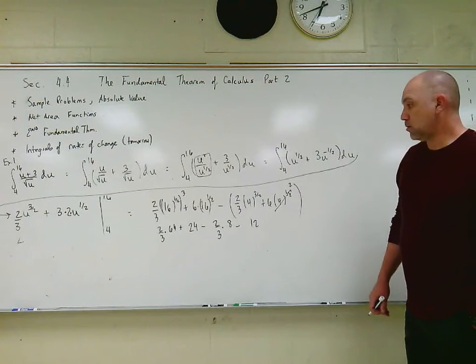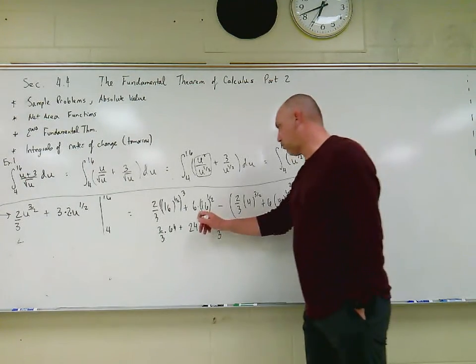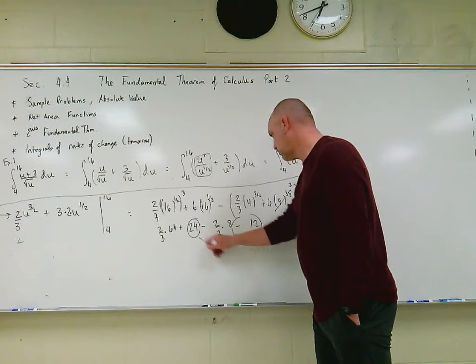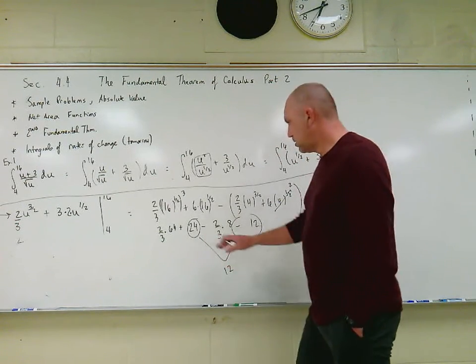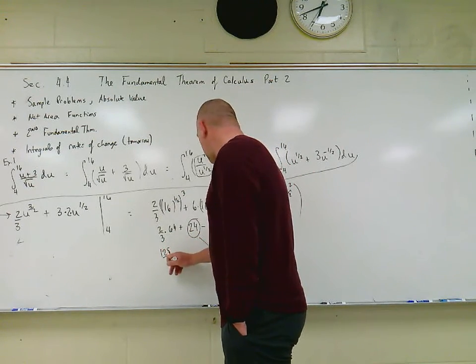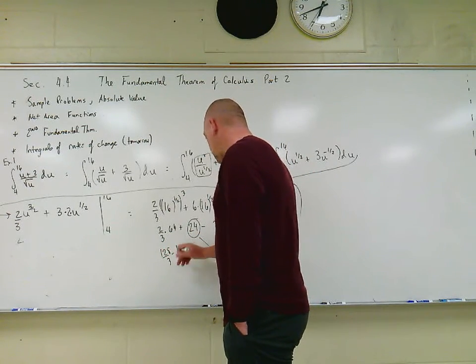All right, and then what I would do is probably combine my 24 and negative 12. So that gives me 12. And then this is 128 over 3 minus 16 over 3. And we get what?